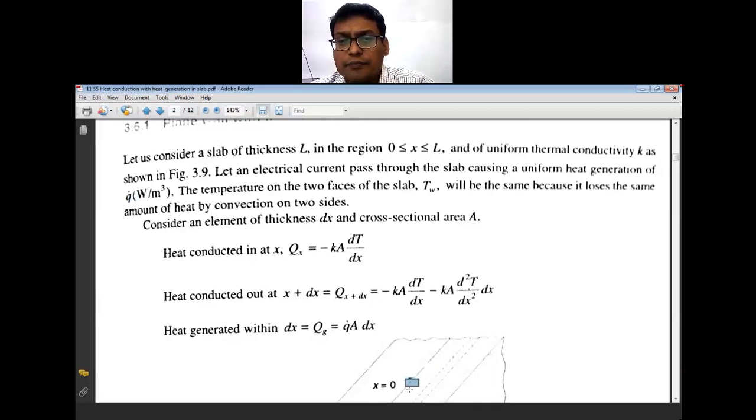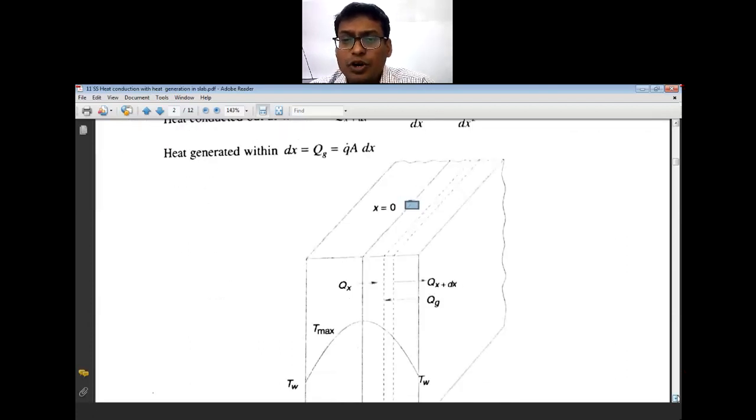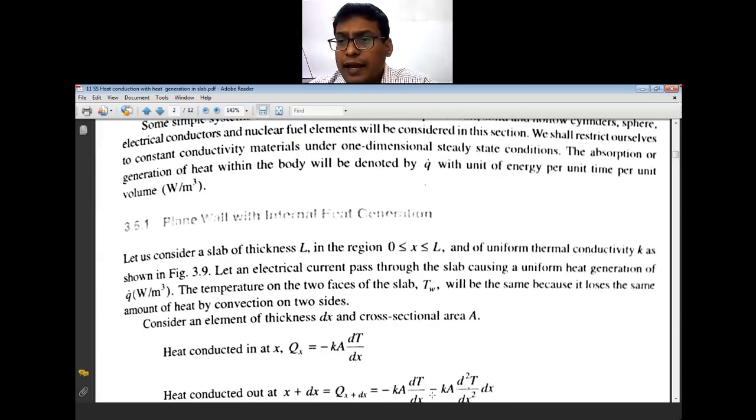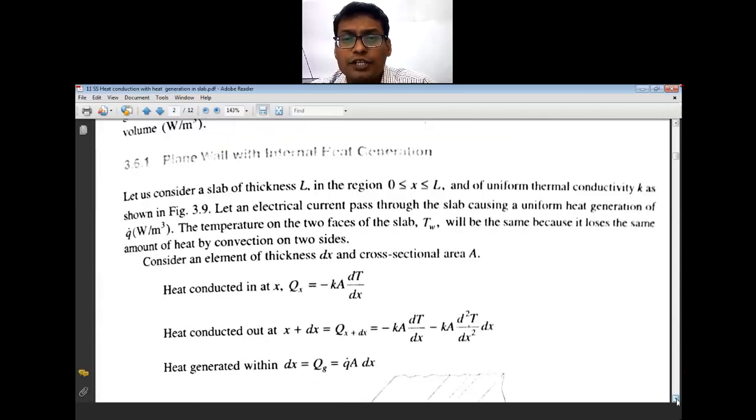The temperature on the two faces of the slab is TW. The temperature at the two ends of the wall, that is TW, will be the same because it loses the same amount of heat by convection on both sides.